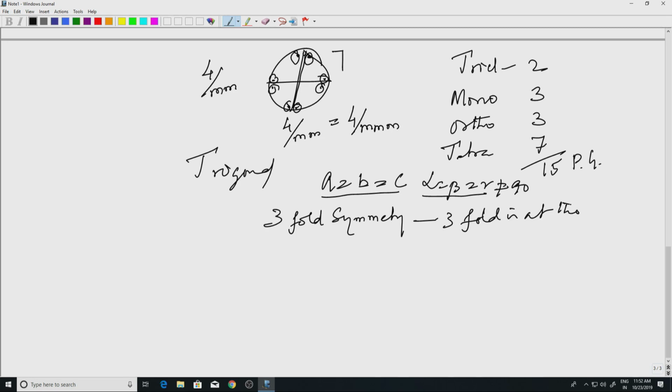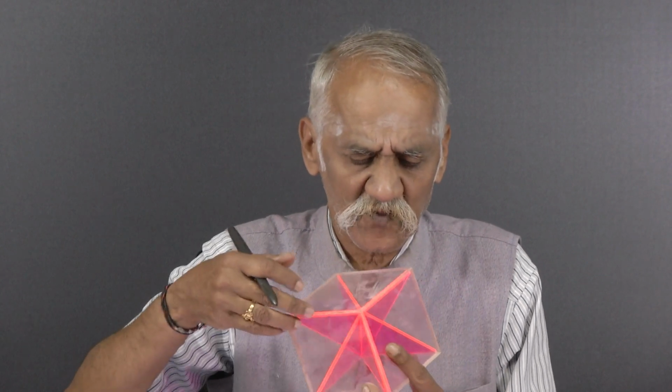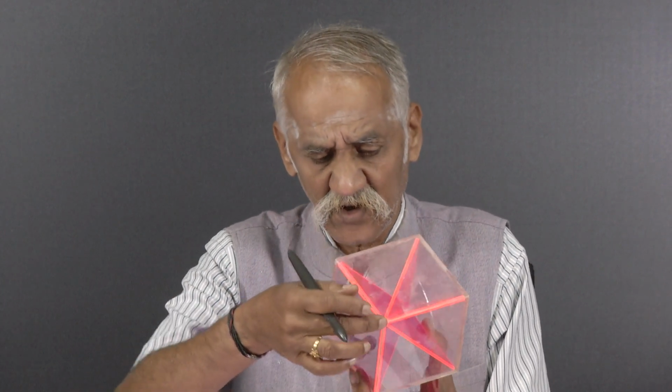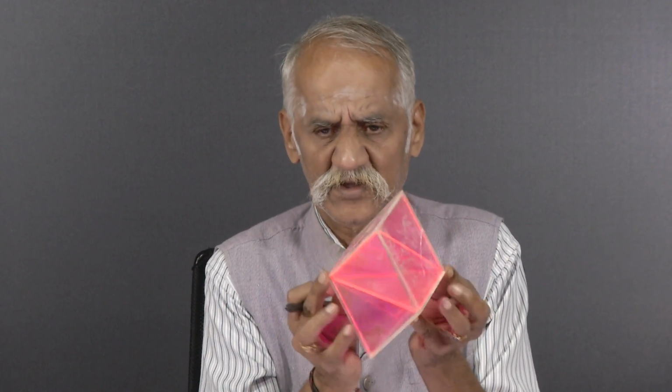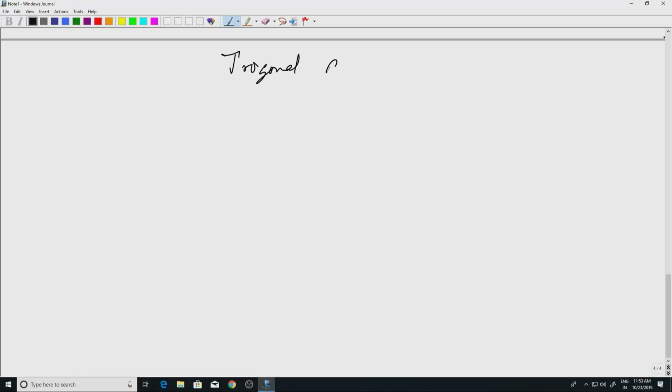That is, it operates at the body diagonal passing through the origin. So when you take it this way, this is one axis and this is the other axis, this is the third axis, this is the origin and the diagonal is here. You can see this is the diagonal through which it is passing. So having understood this, let us go to the point group. Trigonal: a is equal to b is equal to c, alpha is equal to beta is equal to gamma is not equal to 90.